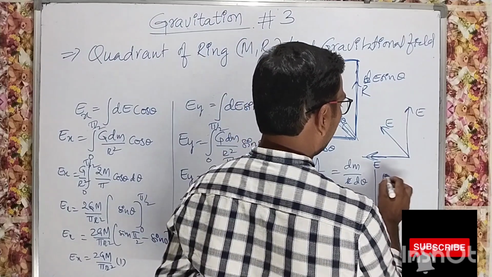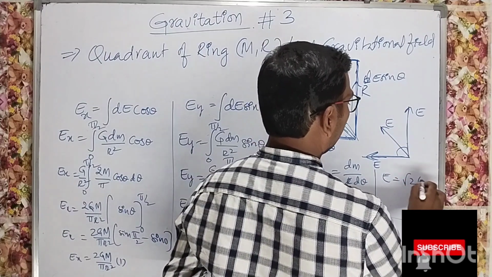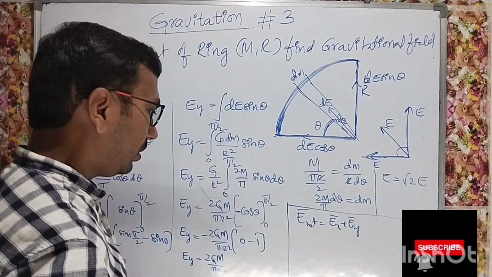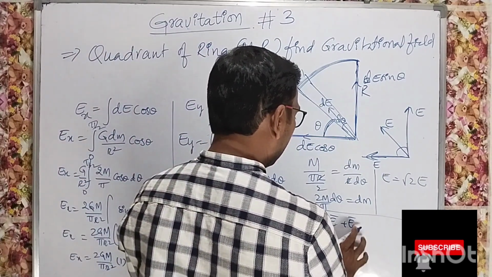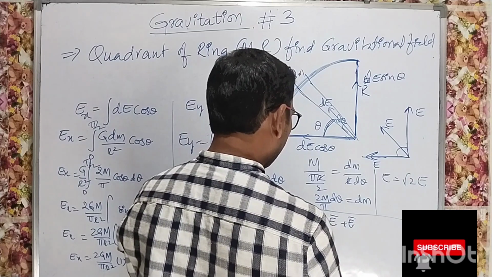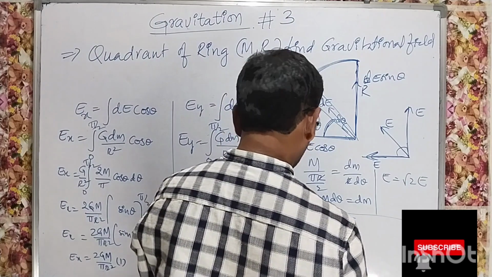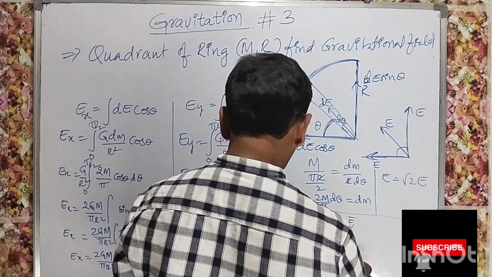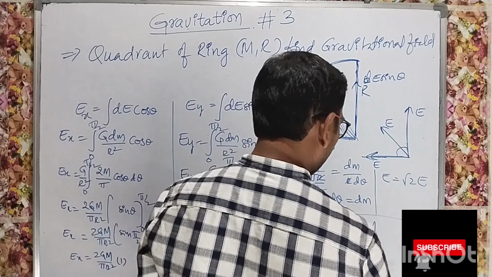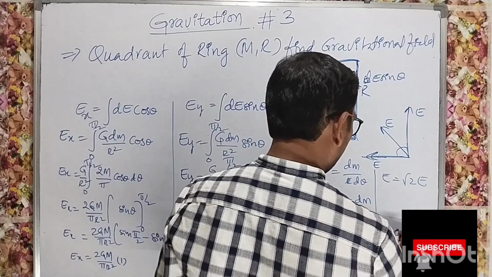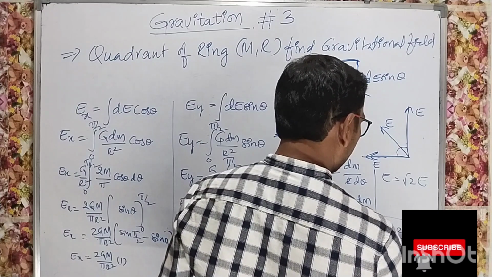So here E net is equal to, both are the same magnitude and this is 90 degrees, means you can write root 2 E. Can I write this one? Both are equal magnitudes. So the magnitude of net gravitational field is equal to root 2 E. What about E? So root 2 into E is equal to 2GM by pi r square. So you can write E is equal to 2 root 2 GM by pi r square. So this is the answer.